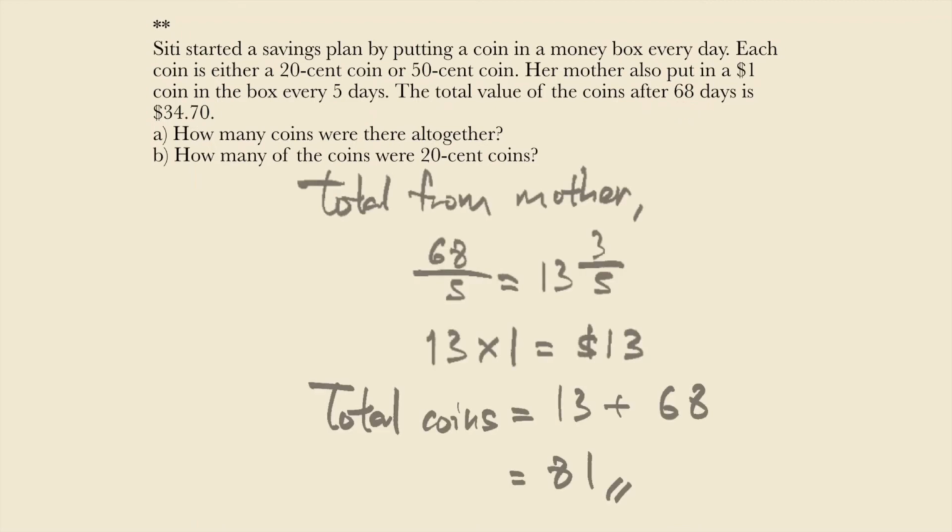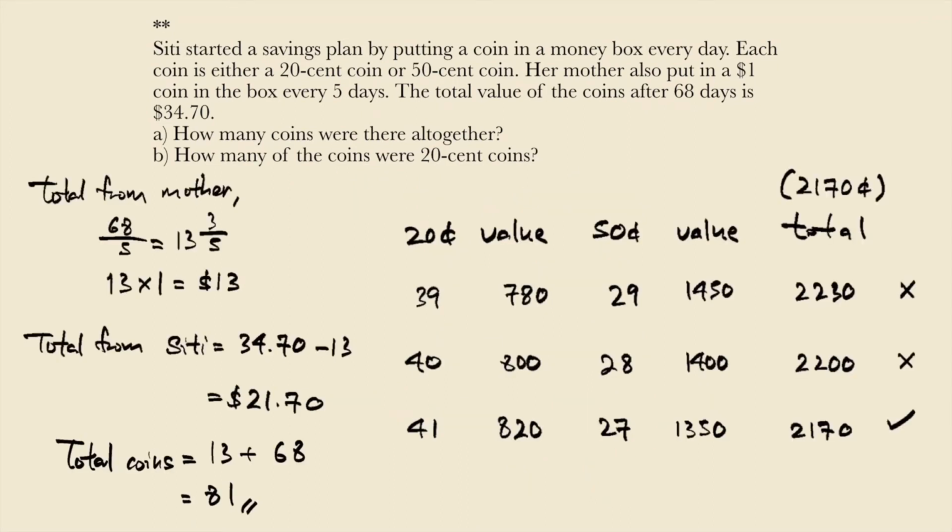So let's find that out. The total from mother would be 68 divided by 5. That's 13 groups of 5, meaning 13 $1 coins for the mother in total. Therefore, the total number of coins must be 13 plus the 68 from Siti, 1 a day, right, giving us 81 for the answer. Then we begin the process of guessing and checking.